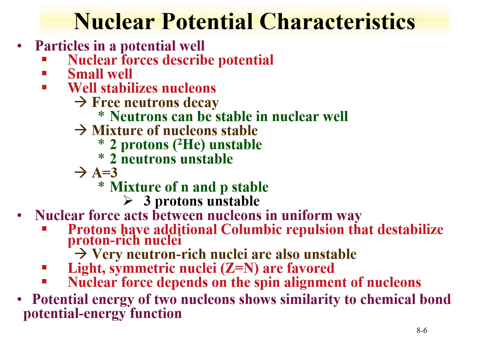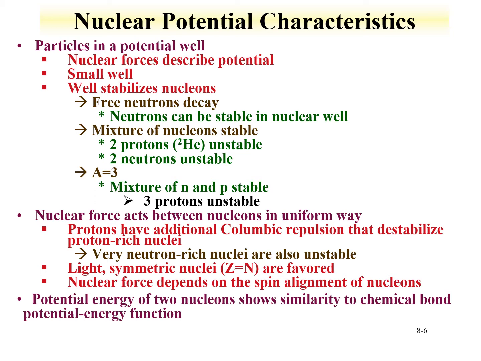Now a nuclear potential is where these nucleons can act together, form a nucleus, and then provide properties that we can observe on this nucleus. We've already talked a little bit about nuclear potentials, but these nucleons can be particles in a potential well. The nuclear forces describe the potentials. The well is small. And we also know that the well can stabilize nucleons. For instance, I can put neutrons into a nuclear potential, and they can remain stable. A free neutron is not stable.